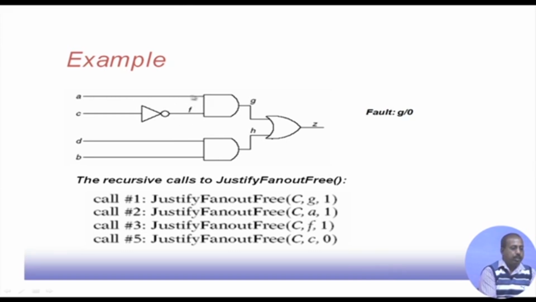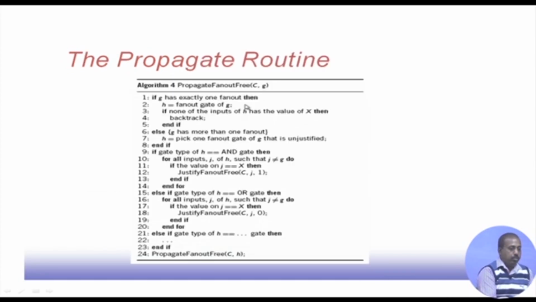Since this is a primary input, this will be immediately satisfied and A will be set equal to 1. Now it will call justify fan out free F equal to 1, which, since this is an inverter, will recursively give a call to justify C stuck at 0. C is a primary input, so it will put C equal to 0. After that, that is the justification of G. So this particular line can be set to a value, so the G line can be set to 0.